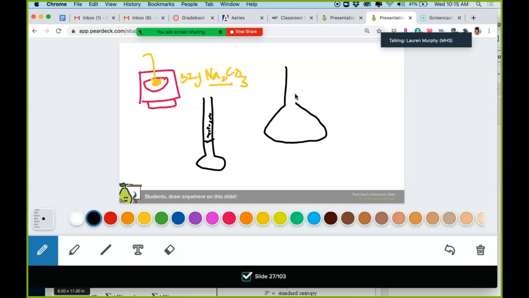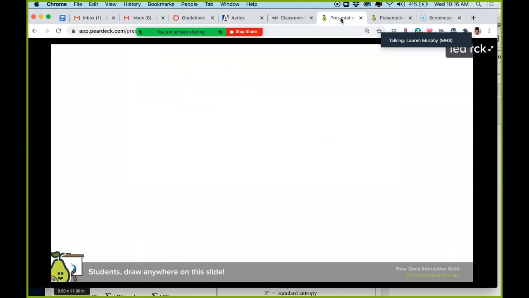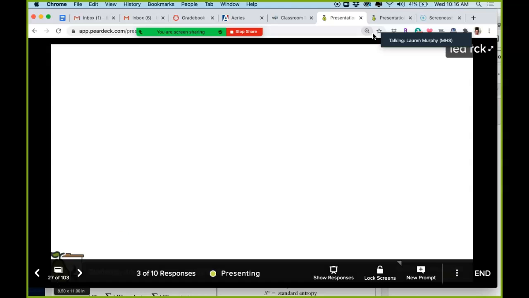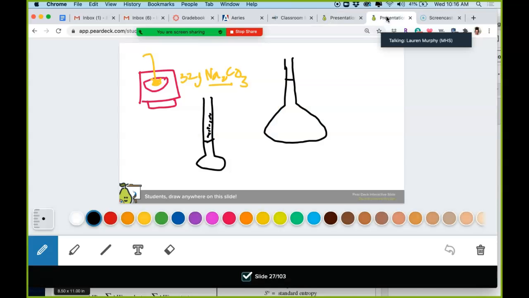Now, volumetric flasks are wonderful for making solutions, but you have to have the right size volumetric flask because volumetric flasks only have one mark on them. So if I want to make this solution, what size volumetric flask do I need? Well, you have to go back and look. It needs to be a 250 milliliter volumetric flask. So I'm going to whip out my 250 milliliter volumetric flask.